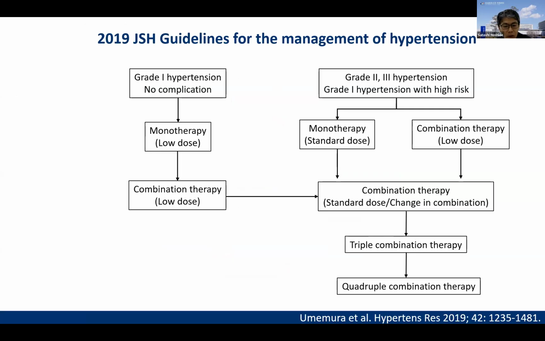This slide shows our guideline. The Japanese guideline is still conservative compared to other guidelines. For grade 1 hypertension, non-complicated patients, we start with monotherapy, low-dose monotherapy. In addition, even in grade 2 or 3 hypertension and grade 1 hypertension with high risk, the guideline also recommends the standard dose monotherapy.